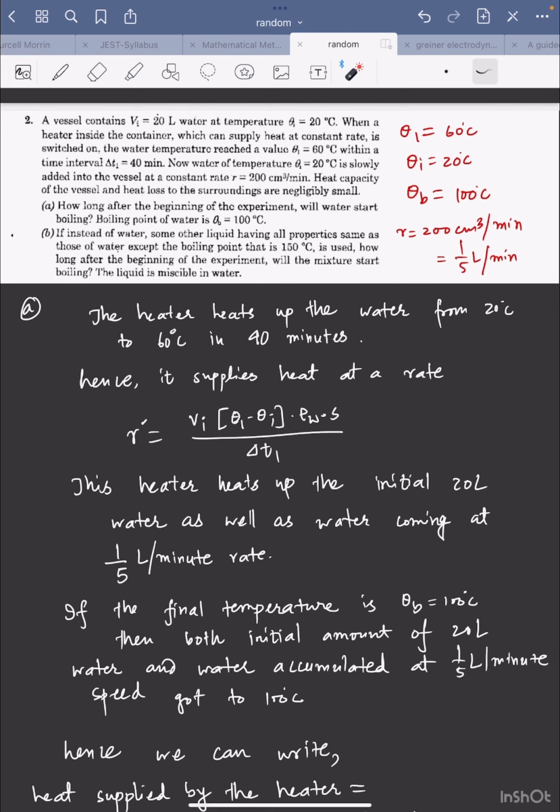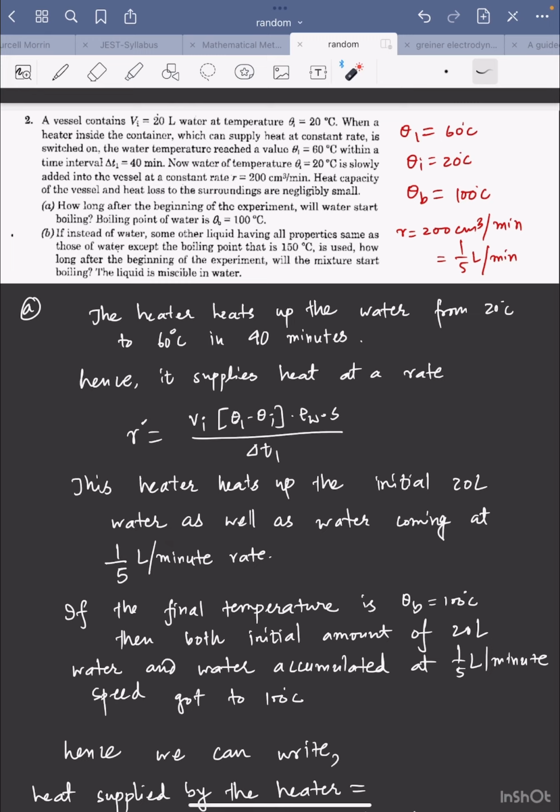When a heater inside the container, which can supply heat at a constant rate, is switched on, the temperature reaches a value of 60 degrees centigrade within a time interval delta T1 equals 40 minutes. Now water of temperature theta I equals 20 degrees centigrade is slowly added into the vessel at a constant rate of R equals 200 cm cube per minute. The heat capacity of the vessel and the heat loss to the surroundings are negligibly small.